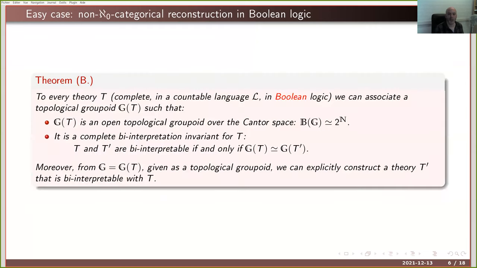Okay, so let me just state the theorem. It's not yet what I'm going to talk about today. I've mentioned this theorem already in the past. To every theory T in Boolean logic, for the time being, I can associate a topological groupoid. It's Polish, it's open. Did I say that? Didn't say that. Okay, it's a Polish open groupoid, and its base is the Cantor set. So it's very elegant. And it's a complete bi-interpretation invariant for T. That means that from this groupoid, I can actually reconstruct quite explicitly a theory that is bi-interpretable with T.